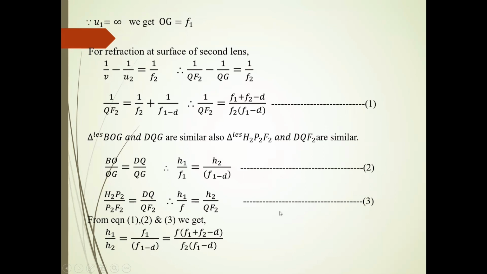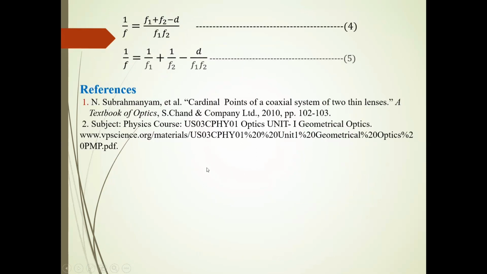So from these equations, we can write H1 upon H2 is equal to F1 upon (F1 minus D), which is equal to F into (F1 plus F2 minus D) upon F2 into (F1 minus D). So 1/F is equal to (F1 plus F2 minus D) upon F1 F2, equation 4. Finally, simplifying, we can write 1/F is equal to 1/F1 plus 1/F2 minus D upon F1 F2. This is the equivalent focal length of the system.